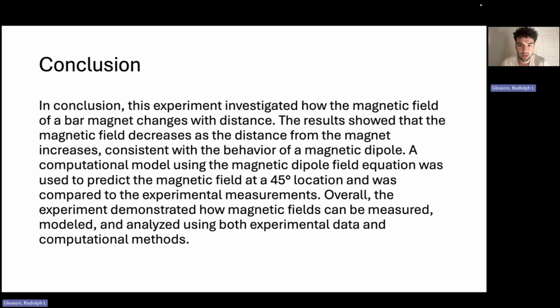So in conclusion, this experiment investigated how the magnetic field of the bar magnet changes with distance. The results showed that the magnetic field decreases as the distance from the magnet increases, consistent with the behavior of a magnetic dipole. A computational model that I built used the magnetic dipole field equation and predicted the magnetic field at the 45-degree location, which was compared with the experimental measurement. Overall, this experiment demonstrated how magnetic fields can be measured, modeled, and analyzed using both experimental data and computational models.